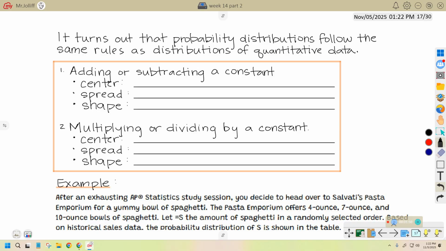Review of the rules from yesterday. I add or subtract a constant. What do I do to the mean? I add 5 to the data. What do I do to the mean? Add 5. Yeah. So this is just adding or subtracting the constant.